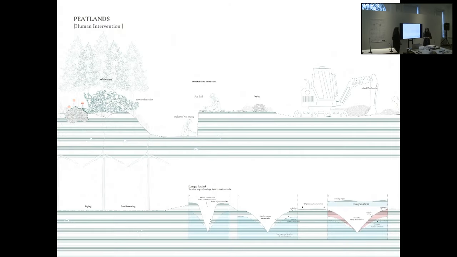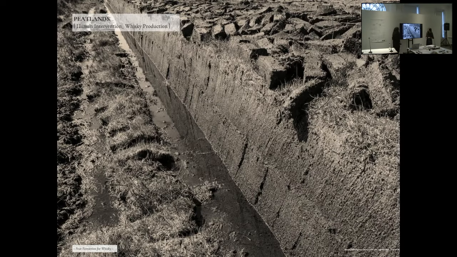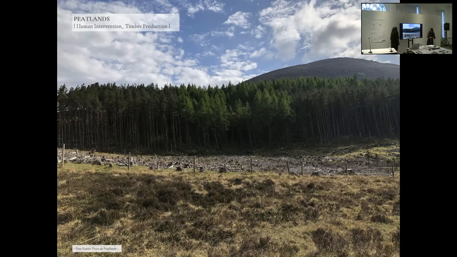However, the peatland has a damaged state. So we're showing the existing conflict section of afforestation, and then peat extraction and wind farms and drainage here. So this is showing the peat extraction for whiskey. And then the images of conflict of the non-native tree on peatland.